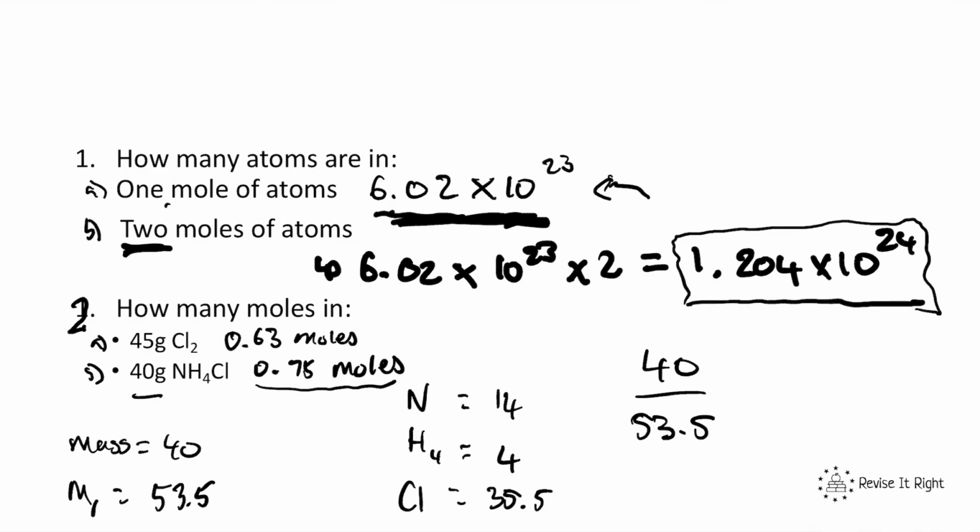So we've now looked at what we mean by a mole. We've looked at Avogadro's constant, which is 6.02 times 10 to the 23. And then we've looked at how to calculate moles with the equation moles equals mass over MR. You can now move on to the quiz and onto the exam questions to really test your knowledge on this.